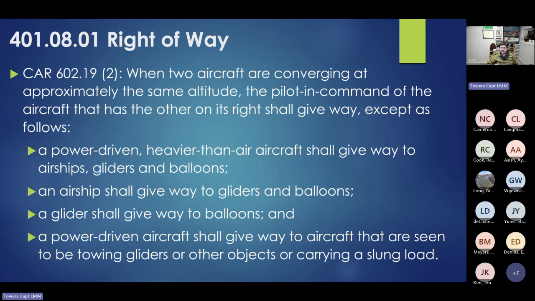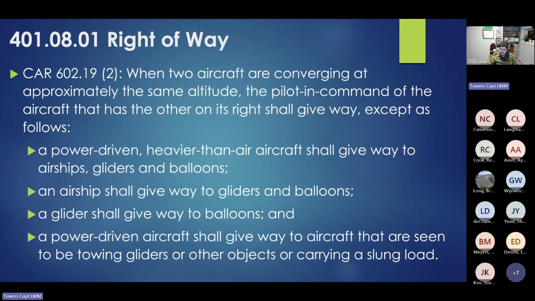Then this is the relevant thing. When two aircraft are converging at approximately the same altitude, the pilot in command of the aircraft that has the other on its right shall give way, except as follows. So here are the kind of priority rules. It basically all just boils down to thinking in terms of power and maneuverability.